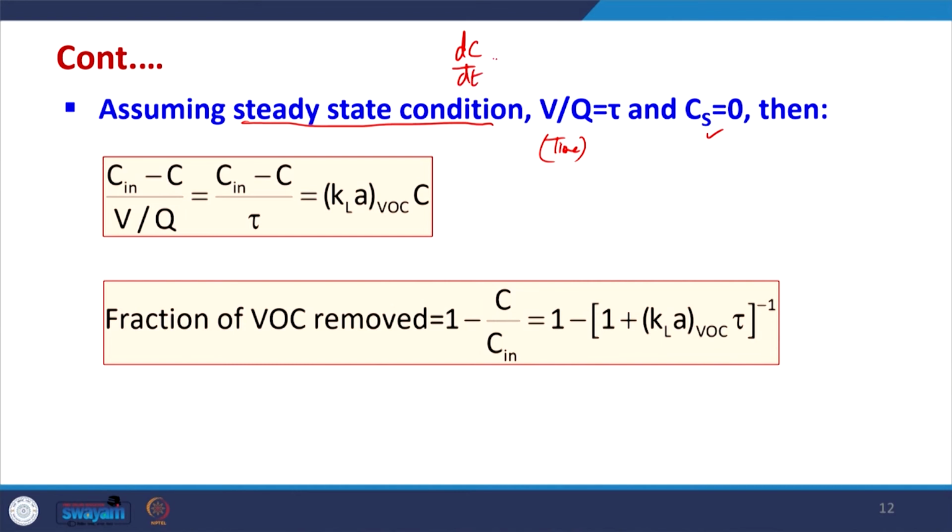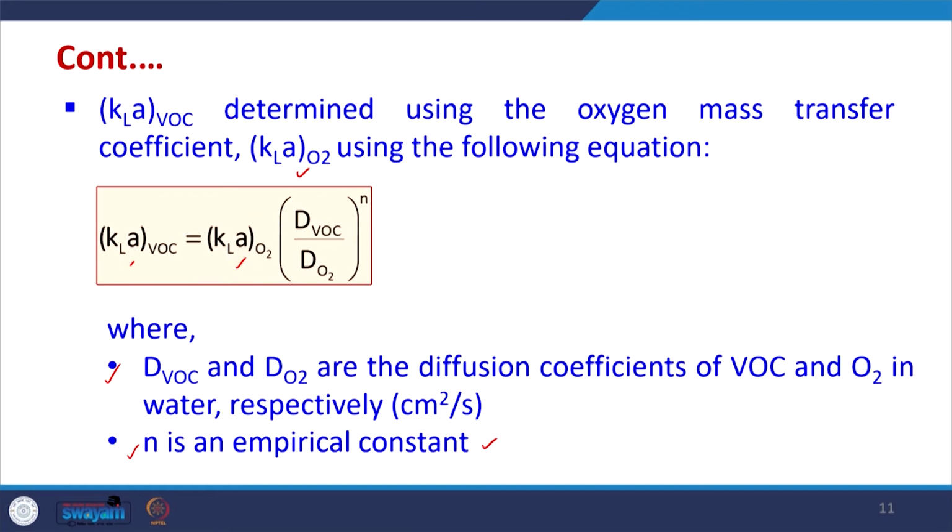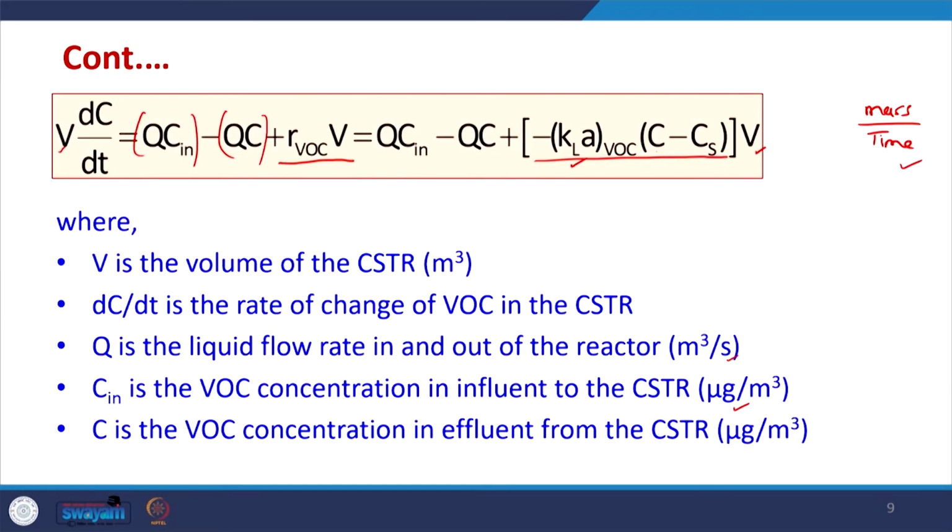At steady state condition, the value of dC by dt will become equal to 0, and now we are presuming Cs also to be 0. If we apply everything on this equation, this whole thing becomes 0, then we have Q C in minus Q C, and this is minus KLa of VOC into C minus Cs, and this Cs is also presumed to be 0, multiplied by V.